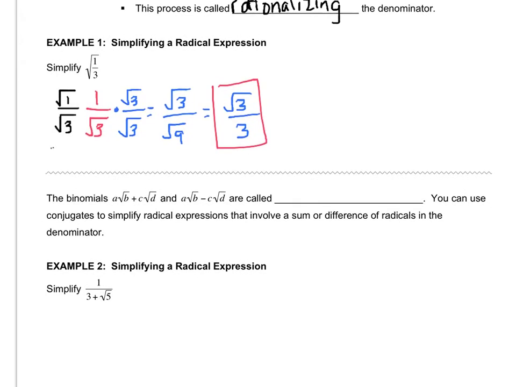There are these things called conjugates. And conjugates are two binomials that look exactly the same, only one is plus and one is minus. So when you have an expression that's more complex than what we just encountered in example 1, you can use what are called conjugates to help you get that radical out of the denominator.